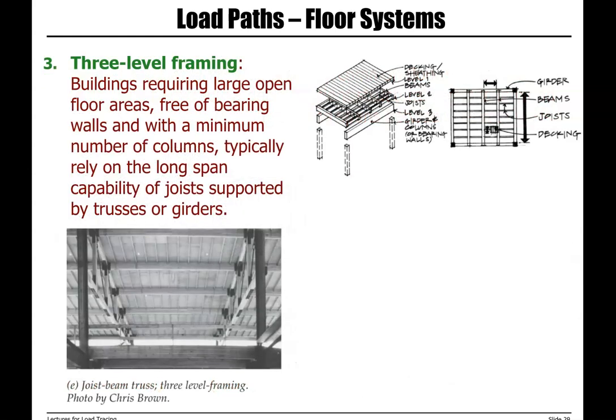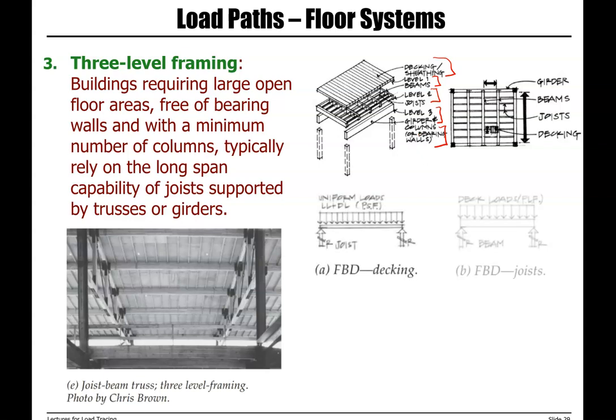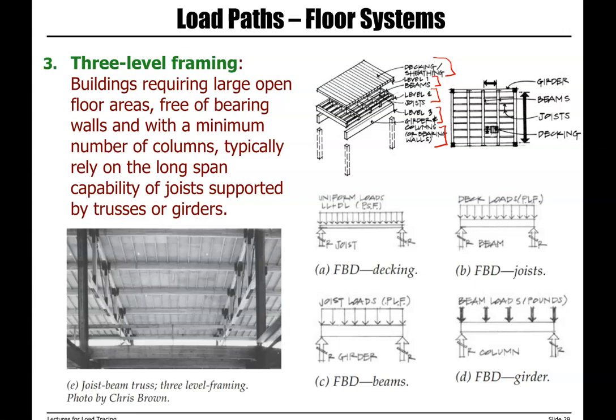The next system is a three-level framing system, for buildings requiring large open floor areas, free of bearing walls, and with a minimum number of columns. In these cases, we need the long span capability of joists supported by trusses or girders. So we have one more level here. We have decking, beam, joist, girder, and then columns. So we need to do a free body diagram for all members.